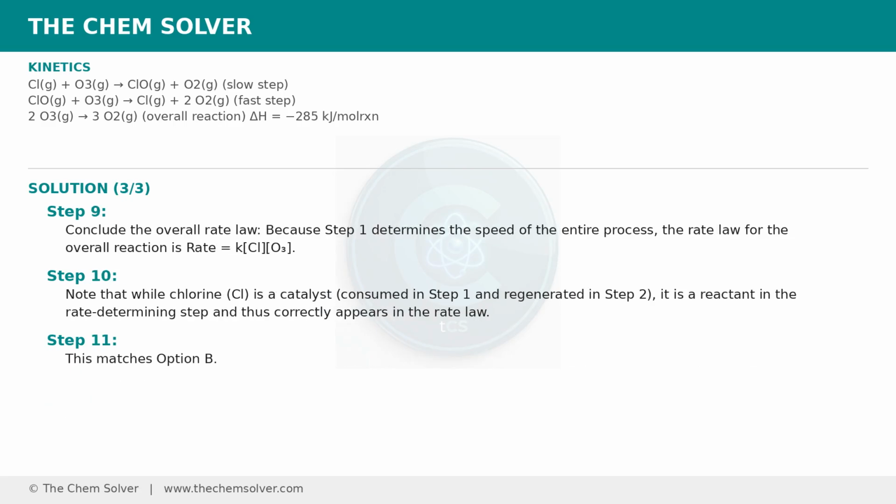Conclude the overall rate law. Because step 1 determines the speed of the entire process, the rate law for the overall reaction is rate equals k [Cl][O3]. Note that while chlorine, Cl, is a catalyst consumed in step 1 and regenerated in step 2, it is a reactant in the rate-determining step and thus correctly appears in the rate law. This matches option B.